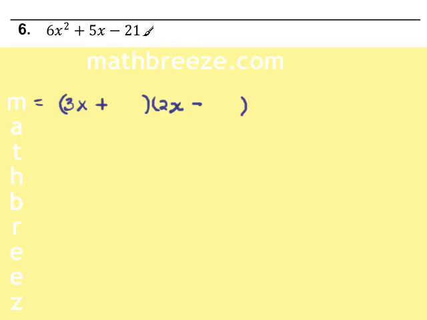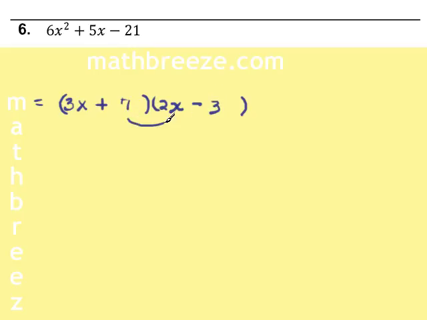And here we have 21. We can try, let's see, if we try 21 times 1, I think our middle term will be too big. So I'm going to go with 7 times 3. If I put the 7 here, I'll get a 21. Again, too big. So I'm going to put the 7 here, and I'm going to put the 3 here.